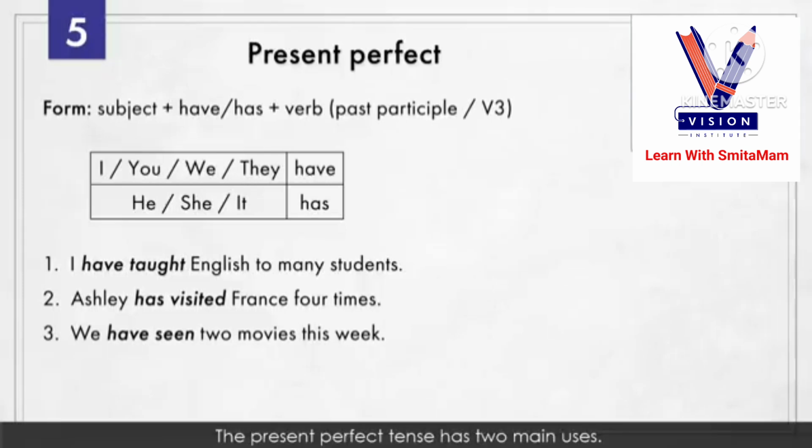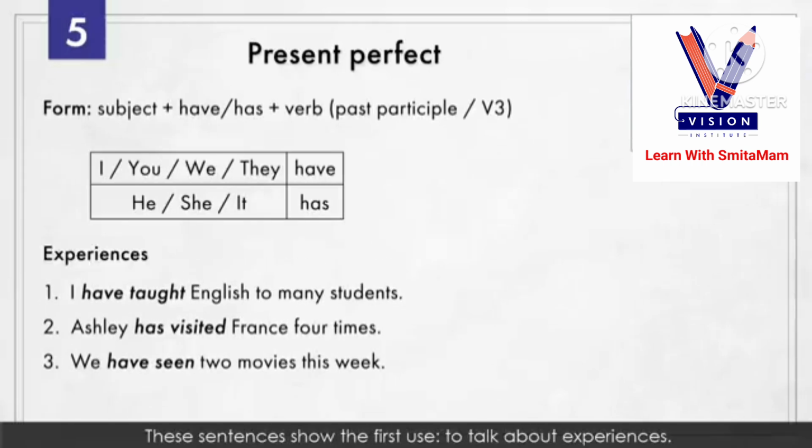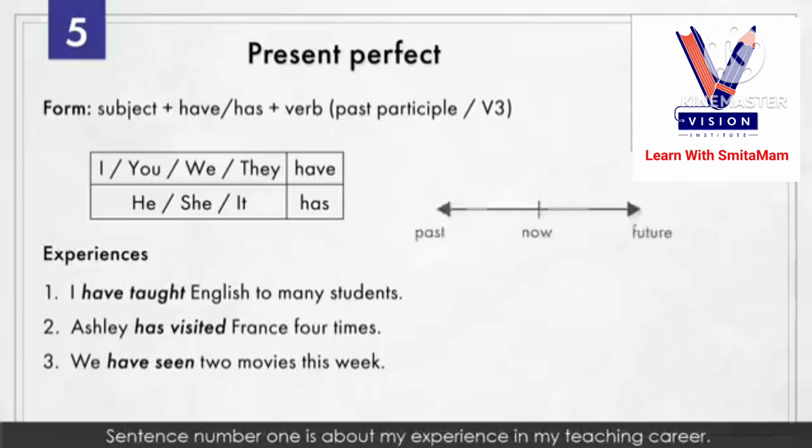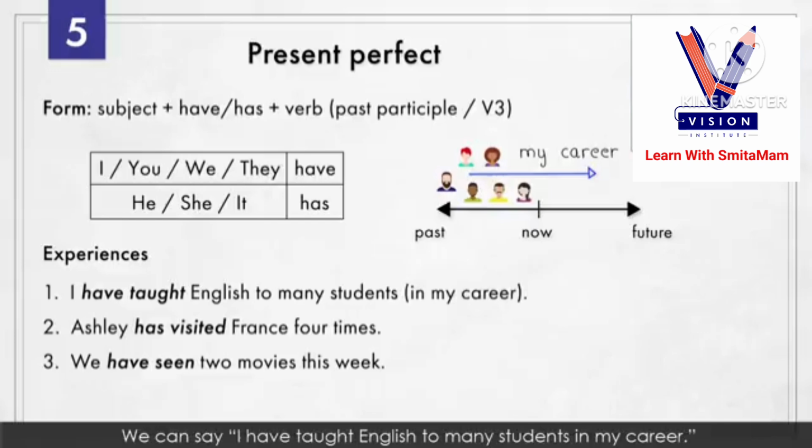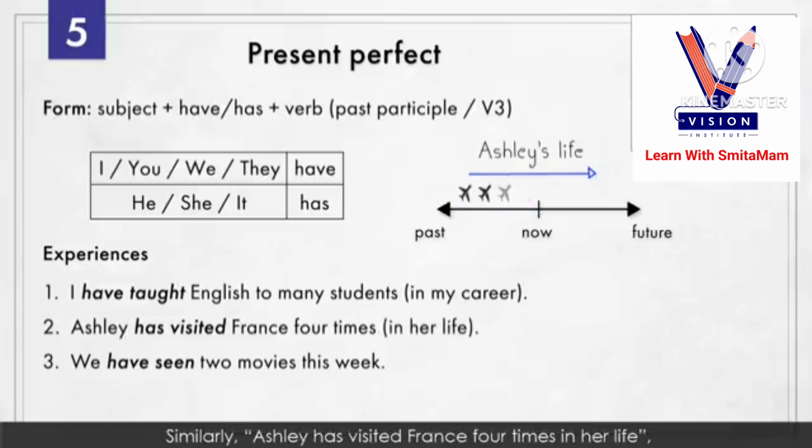The present perfect tense has 2 main uses. These sentences show the first use, to talk about experiences. Sentence number 1 is about my experience in my teaching career. Of course, I am still a teacher, so my career is not finished. It's continuing. We can say I have taught English to many students in my career, but that's not necessary, it's understood. Similarly, Ashley has visited France 4 times in her life. So the time period here is Ashley's life, which is still continuing.